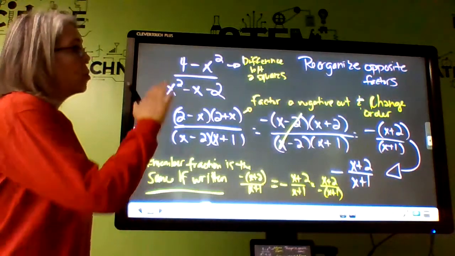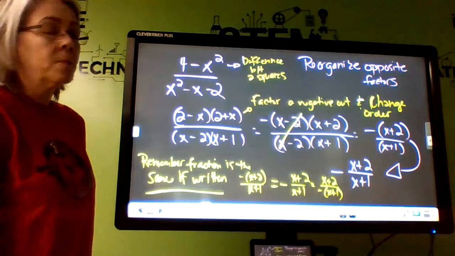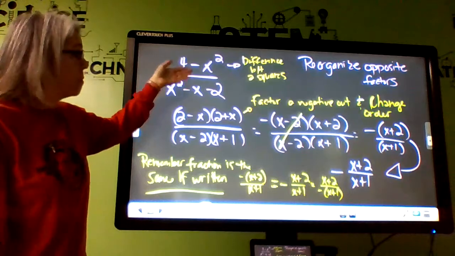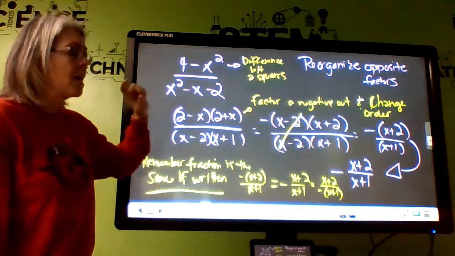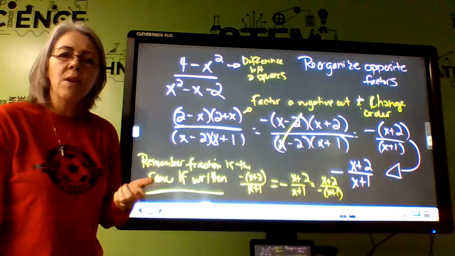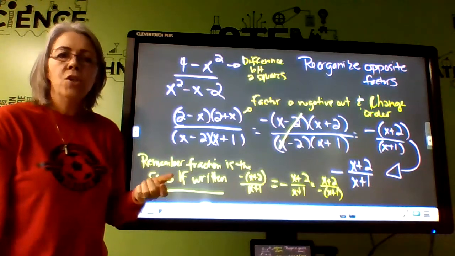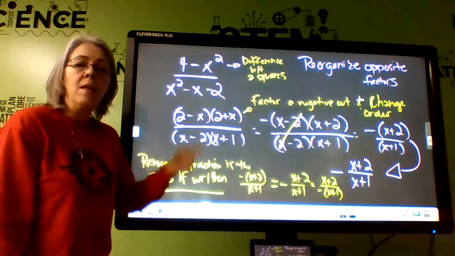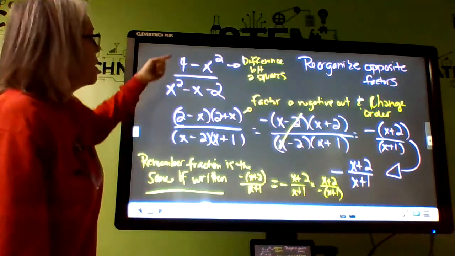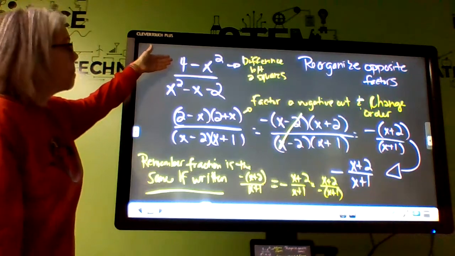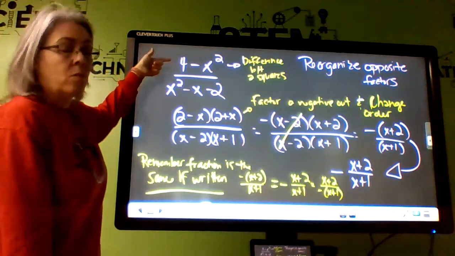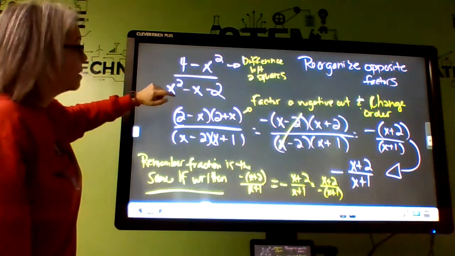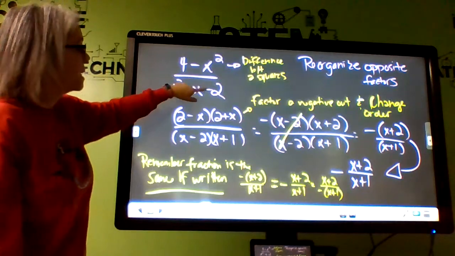Okay, and this is reorganizing opposite factors. So we first have to factor it. Then we have to look at it and say, ooh, that's really close. The only thing that we have a problem with is our negative sign. So let's change that around, pull a negative out so that our factors are the same, so that then we can simplify. So first let's factor it. 4 minus x squared, recognize that, the difference between two squares, so we should be able to see that we can factor that. And then x squared minus x minus 2.